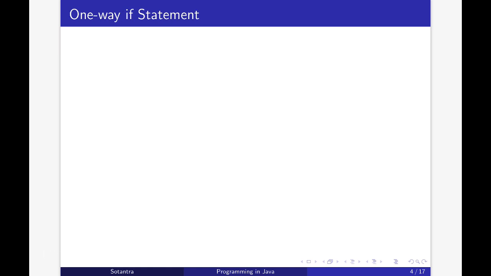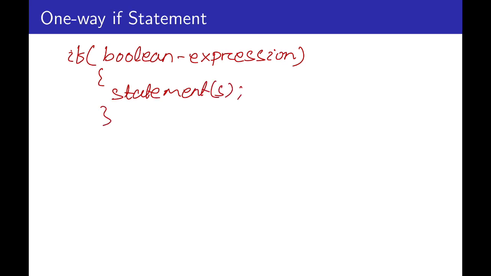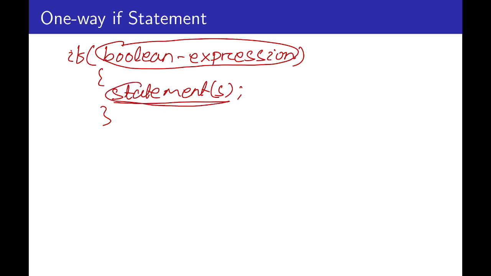The one-way if statement executes an action if and only if the condition is true. First we will see the syntax of the one-way if statement. The syntax is like this: if, Boolean expression. Here these statements are going to be executed when this Boolean expression results true. So when this Boolean expression results true, the statements are going to be executed.